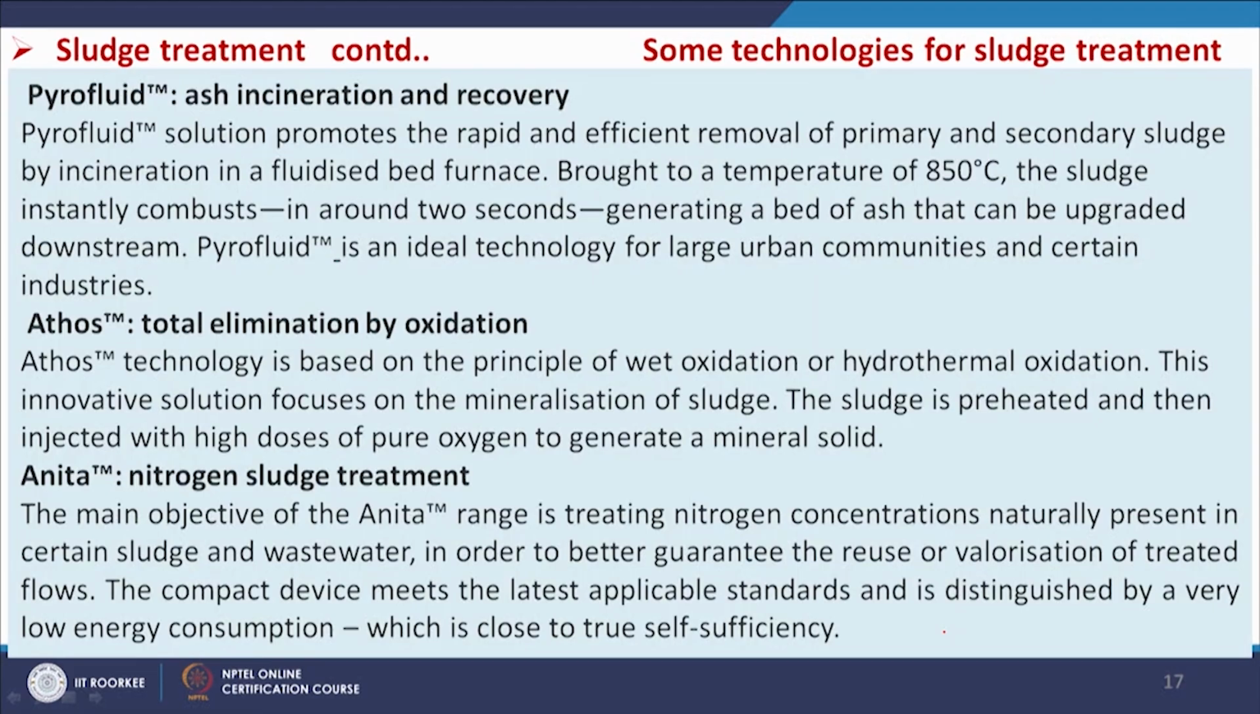And Pyrofluid TM, that is based on ash incineration and recovery in focus. This method promotes the rapid and efficient removal of primary and secondary sludge by incineration in a fluidized bed furnace brought to a temperature of 850 degree centigrade. The sludge instantly combusts in around 2 seconds, generating a bed of ash that can be upgraded downstream. Pyrofluid TM is an ideal technology for large urban communities and certain industries.